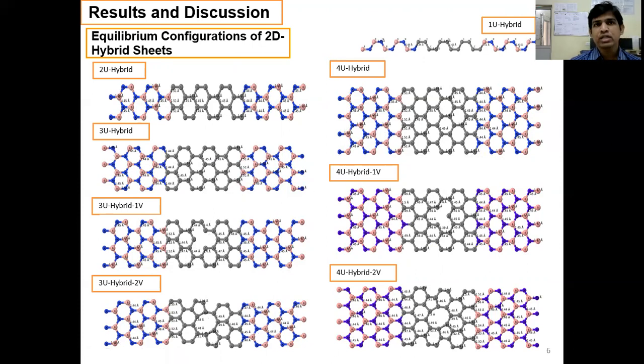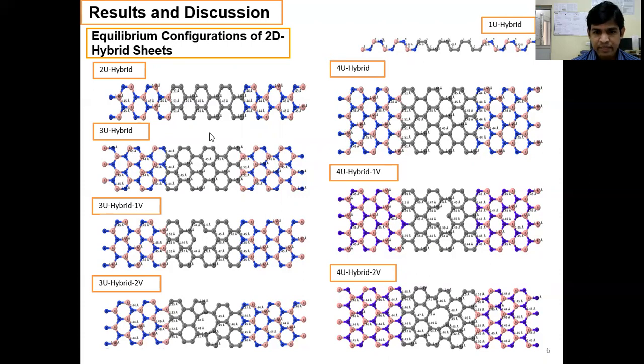To study the application part of these systems, an electric field is applied perpendicular to the sheet, and stress is applied along the z-axis as well as along the y-axis. The length is kept along the z-axis, and the width is along the y-axis. And the effect on the density of states is observed. In the coming slides, we can see.